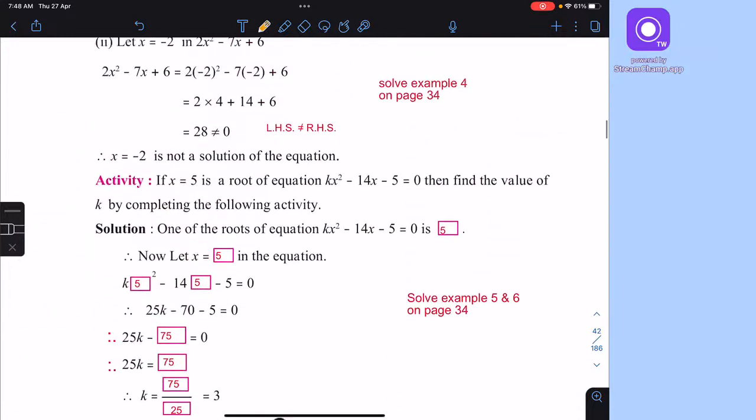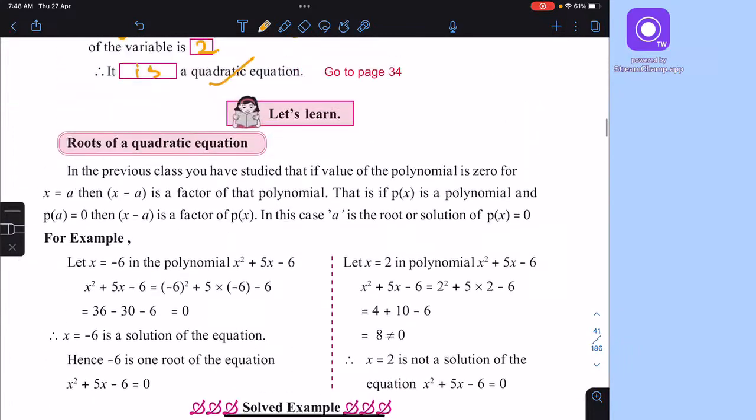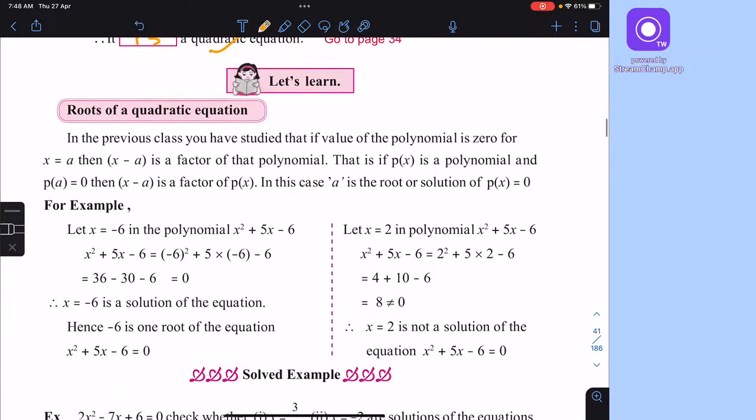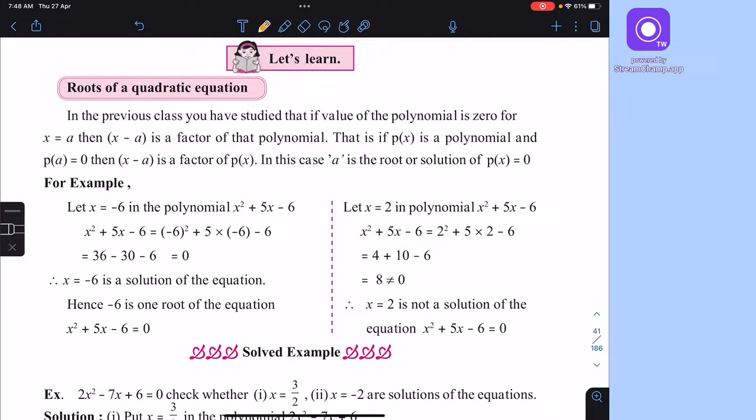Then what we have done, let us see. Let us see the roots of the quadratic equation. In the previous class you have studied that if the value of the polynomial is 0 for x equal to a, then x minus a is a factor of the polynomial. In polynomials we have studied this. That is, if p(x) is a polynomial and p(a) is equal to 0, then x minus a is a factor of p(x). In this case, a is a root of the solution.